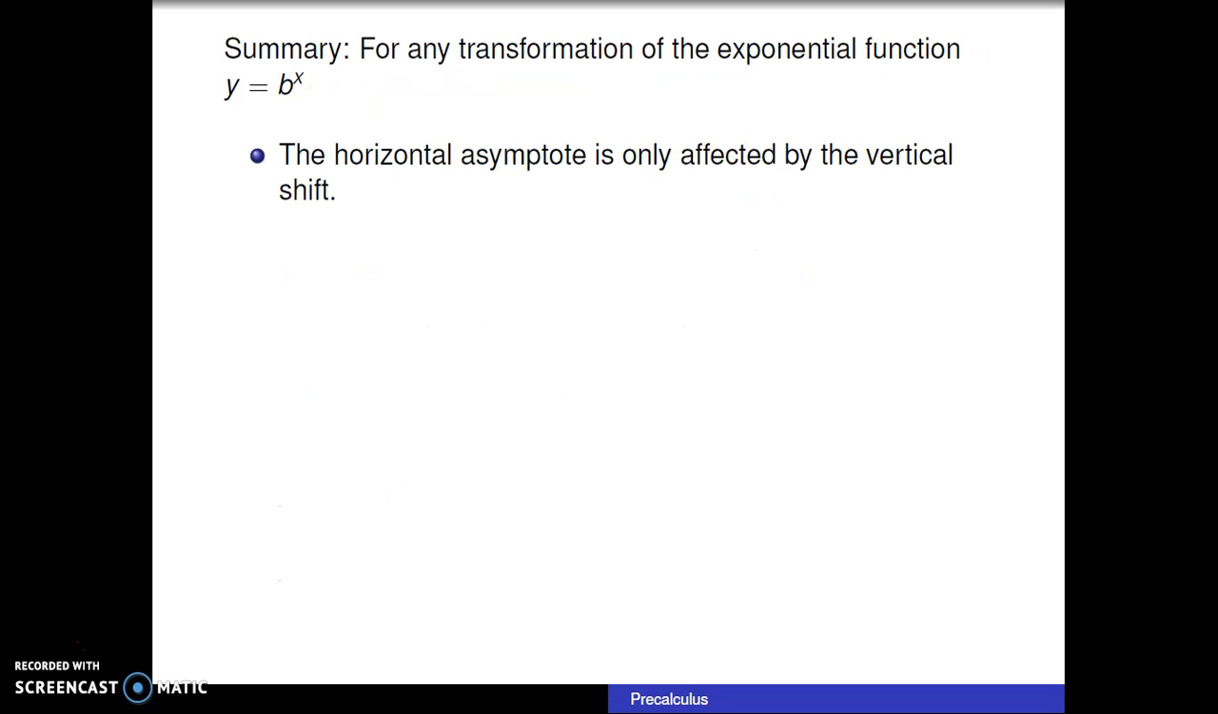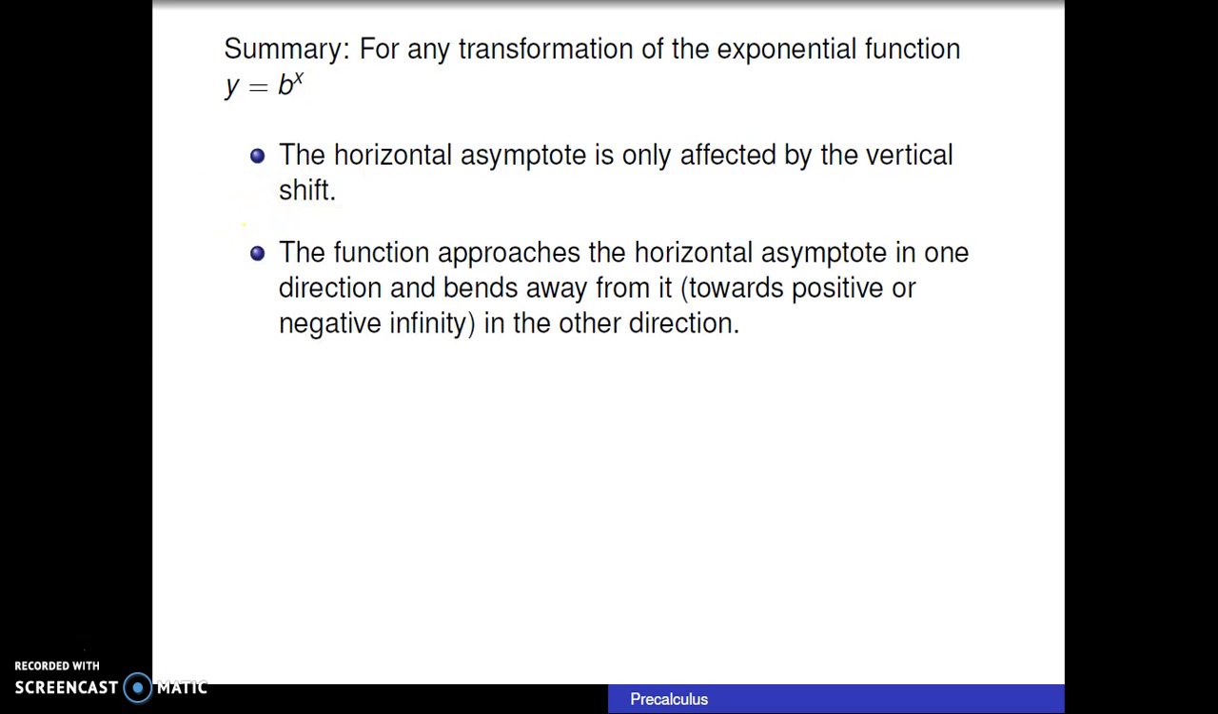Okay, so here's a summary. For any transformation of y equals b to the x, this exponential function, the horizontal asymptote is only affected by a vertical shift up or down. Also, the function approaches the horizontal asymptote in one direction and bends away from it towards positive or negative infinity in the other direction.